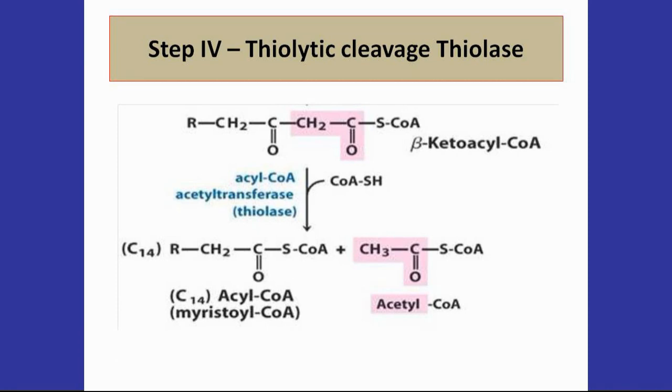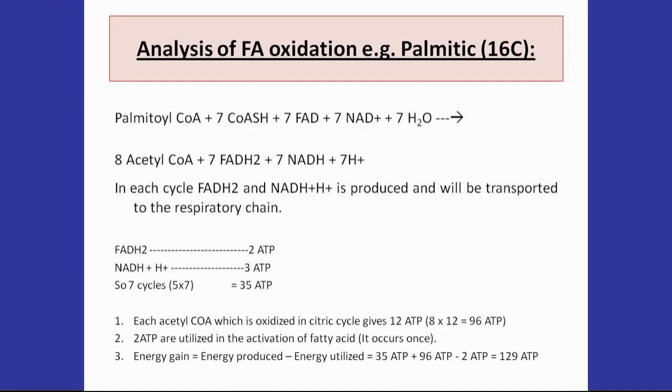Okay, now coming to the analysis of energetics. In the last step, what will happen when palmitic acid undergoes beta oxidation, that is, the amount of ATP produced. We know that palmitic acid is a 16 carbon compound. This palmitic acid gets converted into palmitoyl coenzyme A to get oxidized. For the complete oxidation of palmitoyl coenzyme A, we need 7 molecules of coenzyme A, regarding which I have told you earlier.